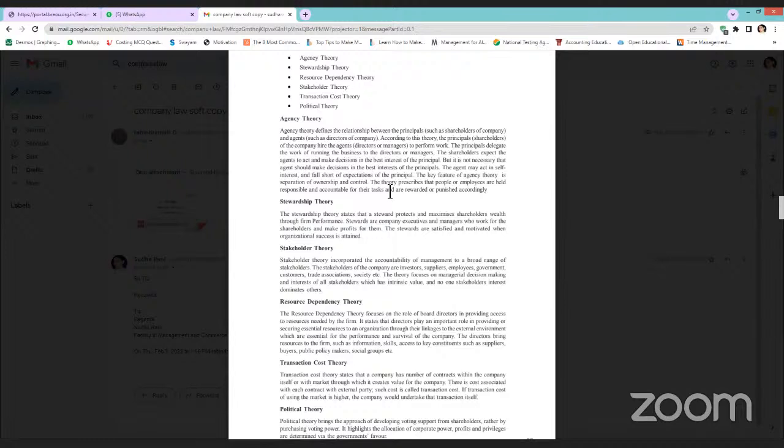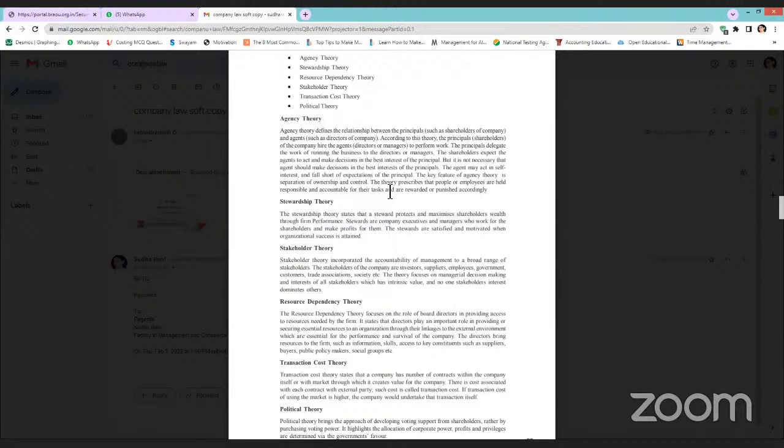The next one is resource dependency theory. What is resource dependency theory? This theory focuses on the role of the board of directors in providing access to resources needed by the firm. Generally, how efficiently and effectively you use the resources at minimum cost is what shows the performance of the directors.